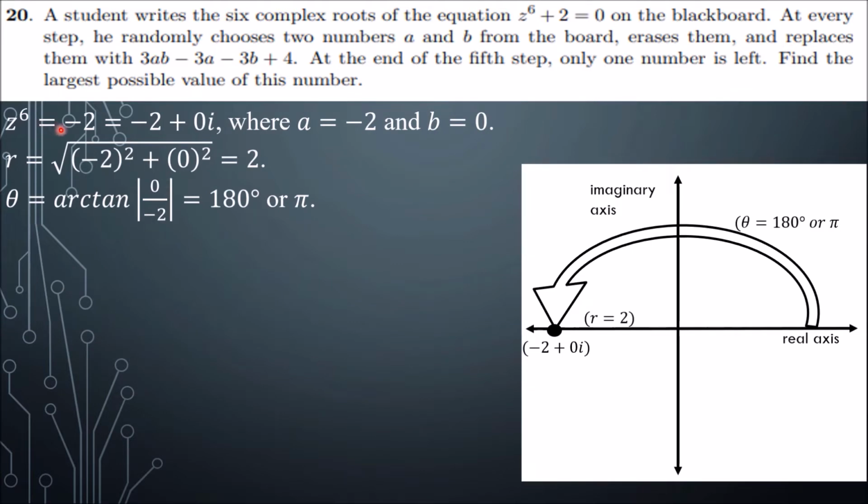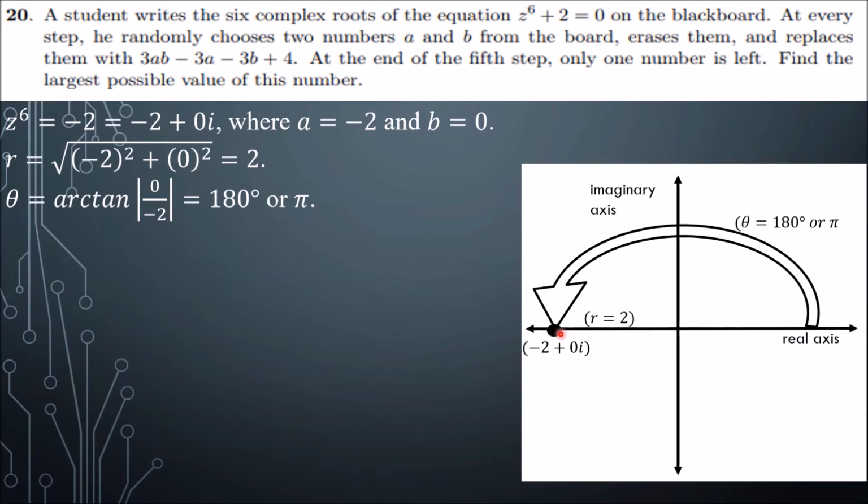Z raised to 6 is equal to negative 2 or negative 2 plus 0i, where a is equal to negative 2 and b is equal to 0. Solving for r, we have r is equal to square root of negative 2 squared plus 0 squared, which is equal to 2. And theta is equal to arctangent 0 over negative 2. The absolute value of that is 0, which is equal to 180 degrees or pi radians. So the illustration is this.